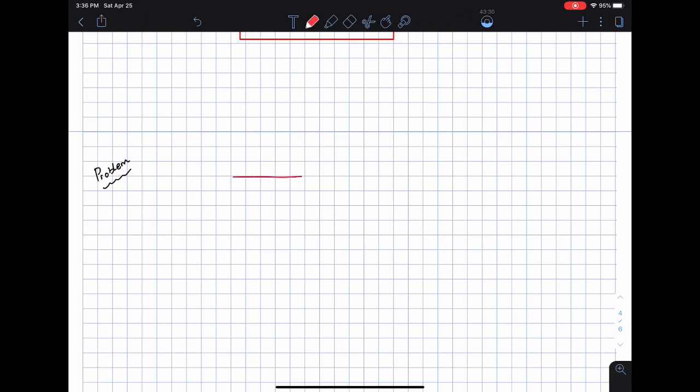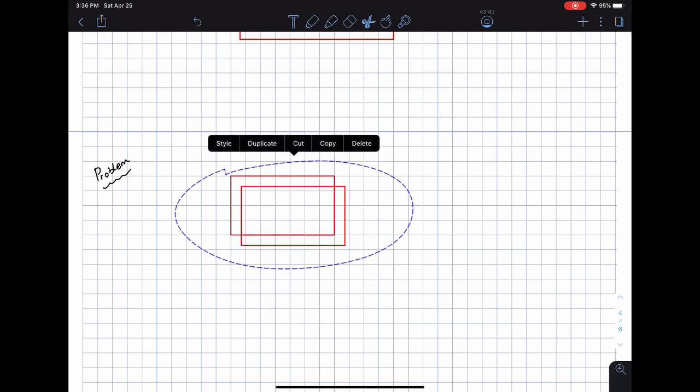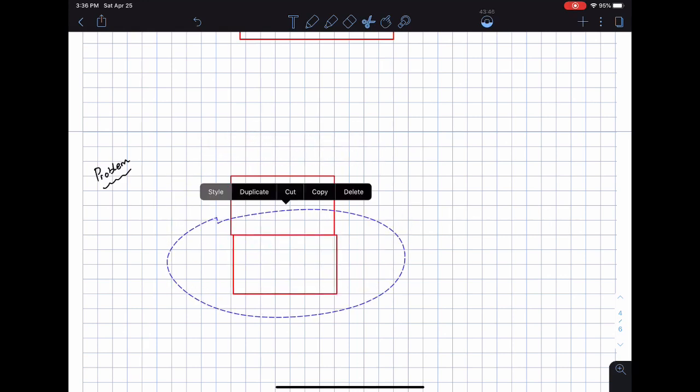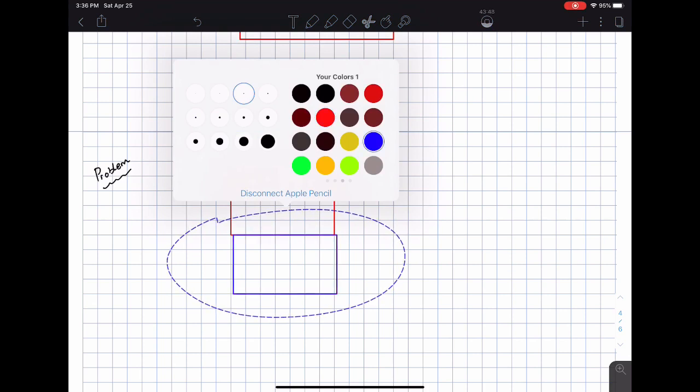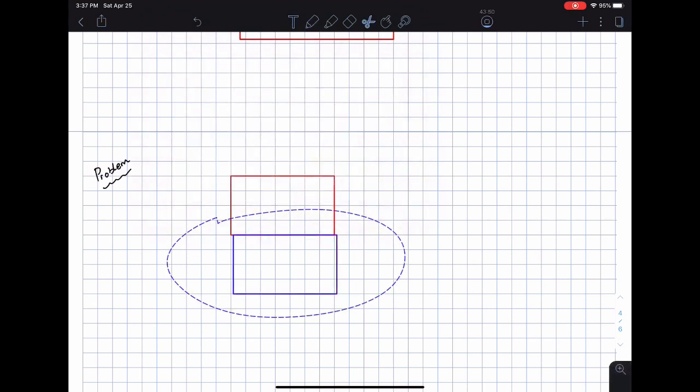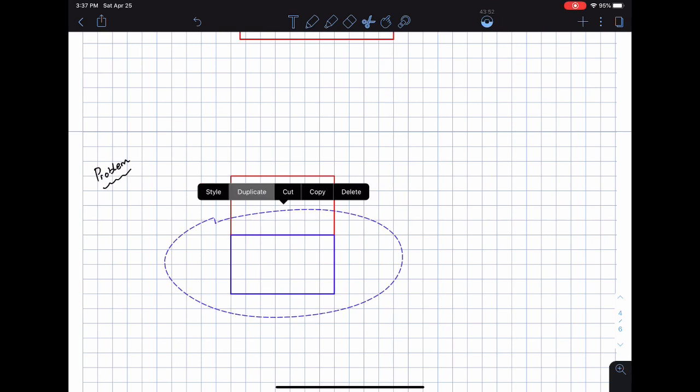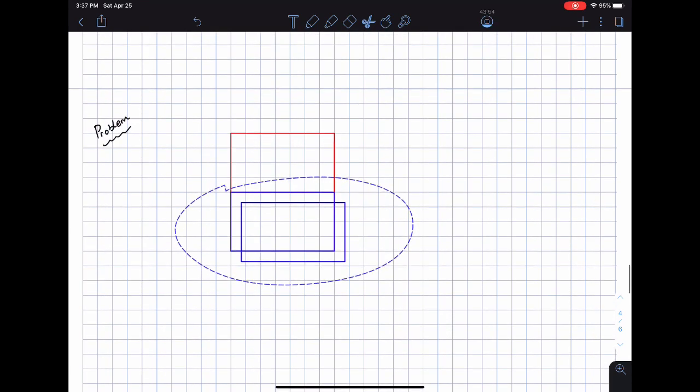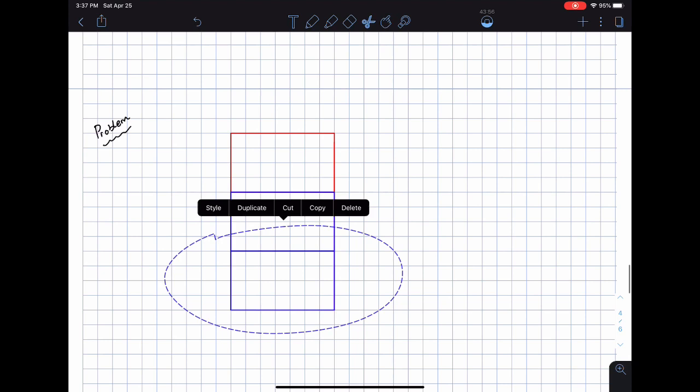So here is box 1. I'm just going to draw 3 boxes. I'm going to duplicate them and change the style to a different color. Then I have one more box which is placed right below that. Let me change that color. I guess it's not letting me do it.